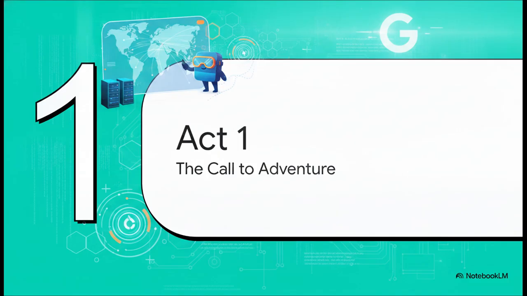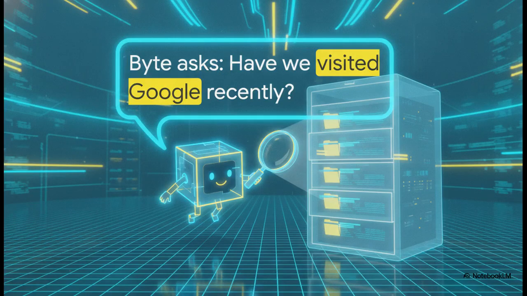Act 1. The Call to Adventure. Let's dive into the first two steps of Byte's journey to find Google. Step 1 kicks off right in your browser's temporary memory, which is called the cache. Before traveling anywhere across the globe, Byte simply checks if your browser already remembers Google's address.